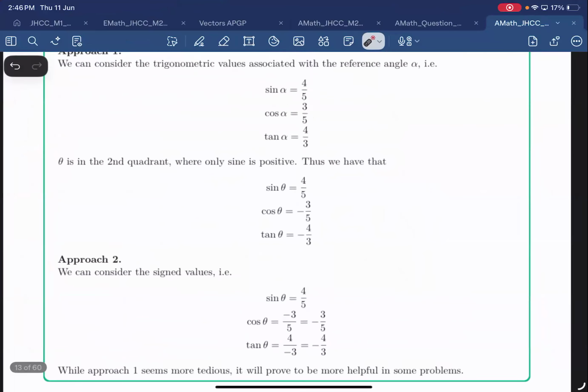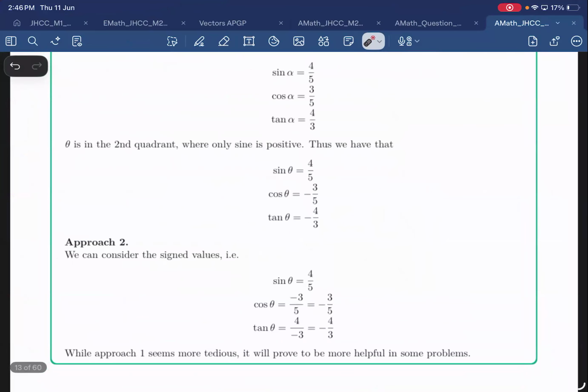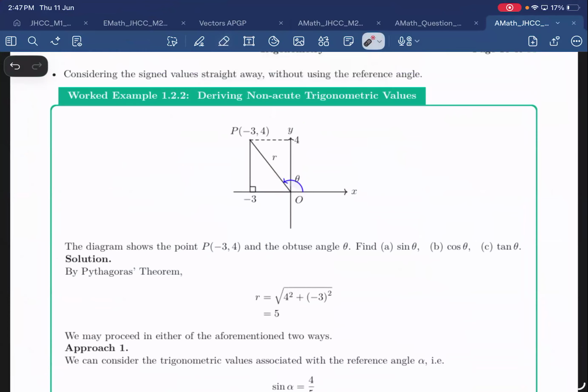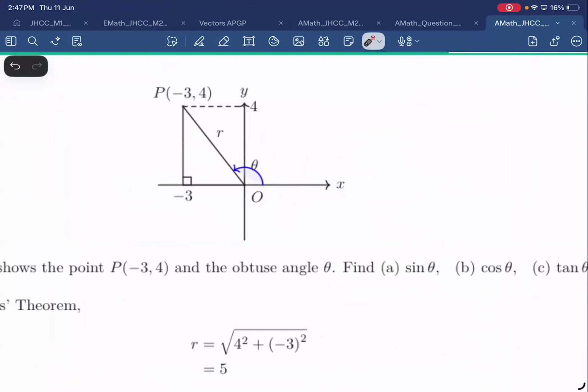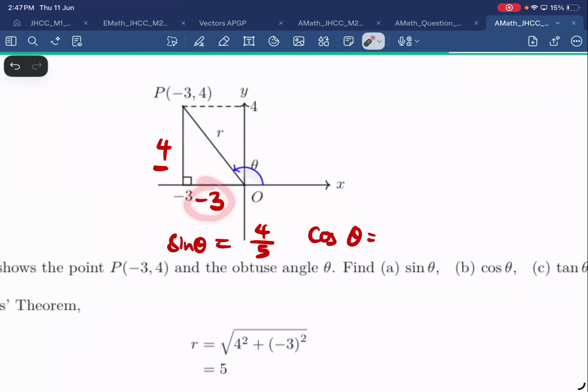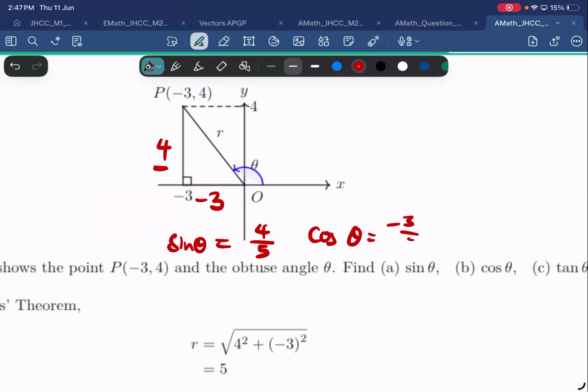Method two skips all this. You can just calculate straight away. Let's say you want to find sine of theta. Now you consider the actual values that have signs on them, so this is 4 and this is -3. Sine of theta is opposite, which is 4, over hypotenuse, which is 5. Cosine of theta: now you consider the sign. There's a negative sign, so that will be -3 over the hypotenuse, 5. Lastly, tangent theta is opposite 4 over adjacent -3, so -4/3.